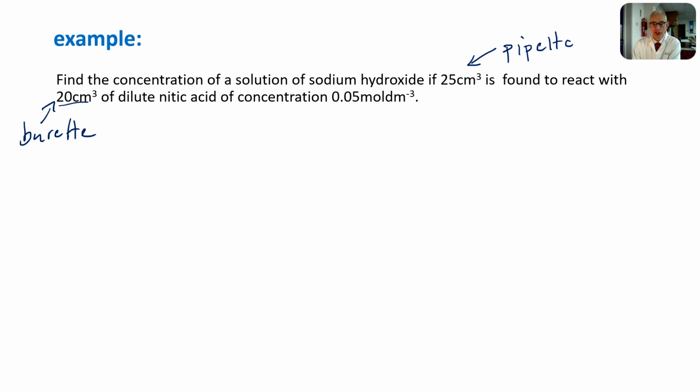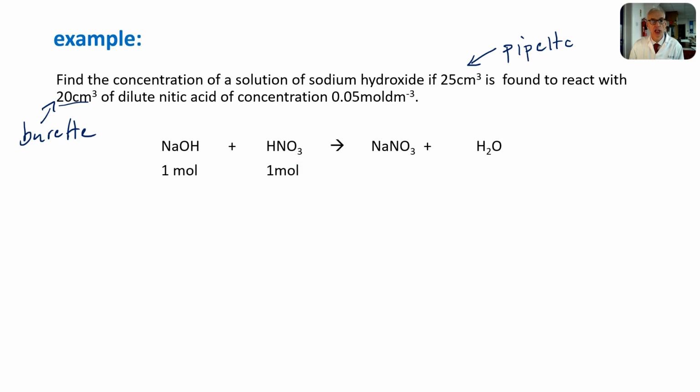So what we first need, of course, is a balanced chemical equation. Sodium hydroxide and nitric acid is not problematical, and of course we've got the mole ratio there, 1 mole to 1 mole. So our first step is to look at our data. What have we got here?